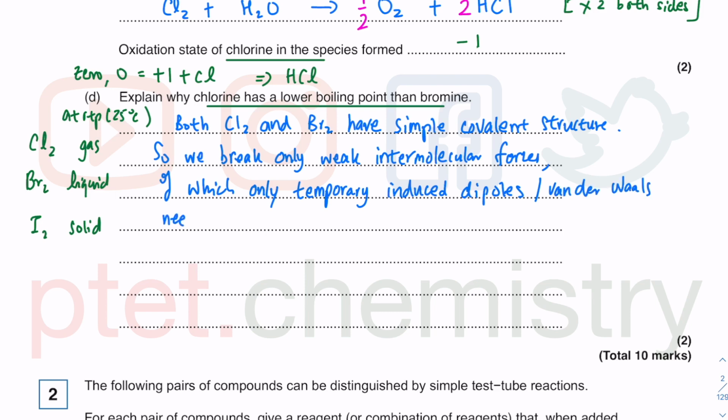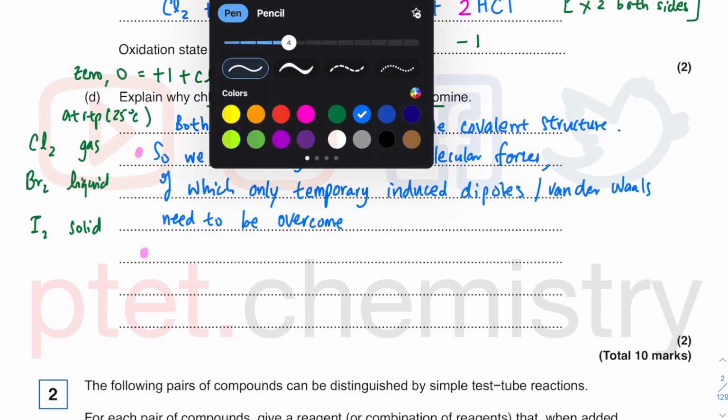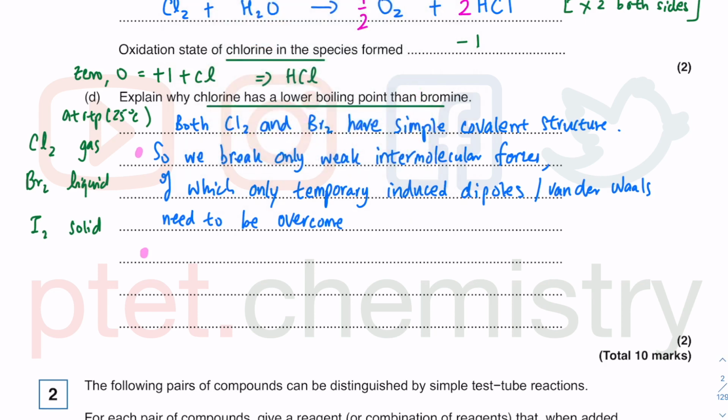So they need to be overcome, need to be broken in order to melt or to boil. Well, that is the key concept there. Now you have to factor in what sort of things can affect your van der Waals forces. So Cl2 has, I can say Br2 actually.